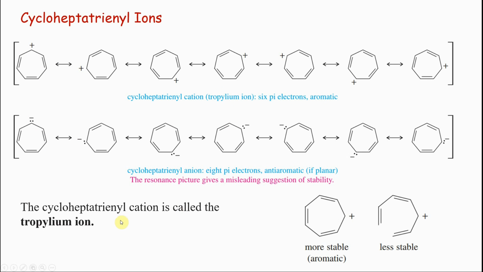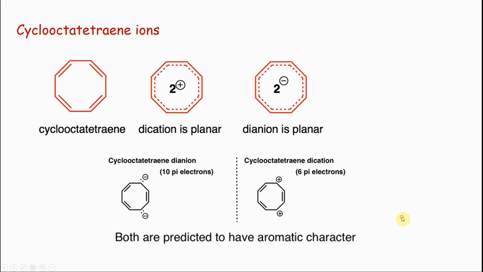This is called a cycloheptadienyl cation, also called a tropylium ion. We will see this later. In our case, because it is cyclic and it becomes aromatic, it is more stable than the open chain. The last one we are going to see among these cyclic ones is cyclooctatetraene.